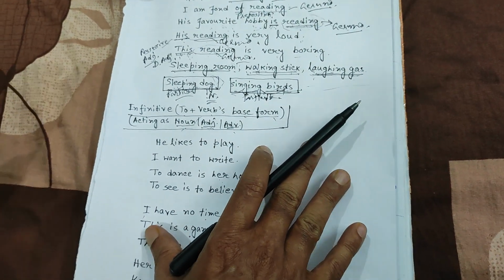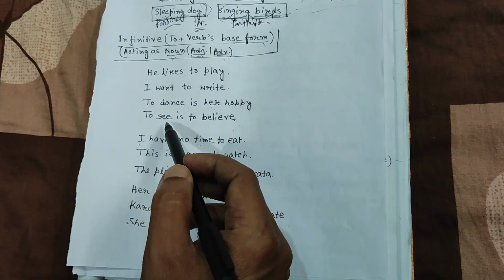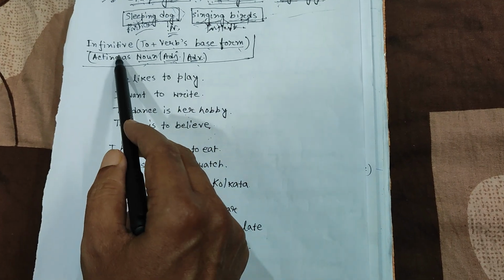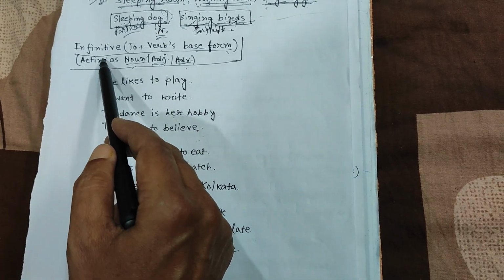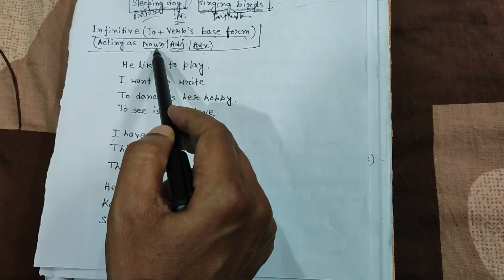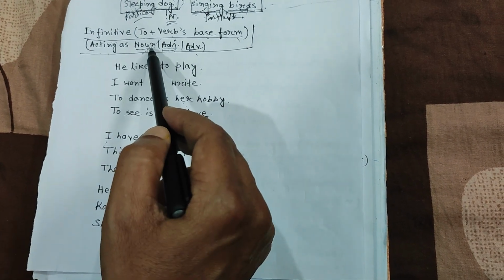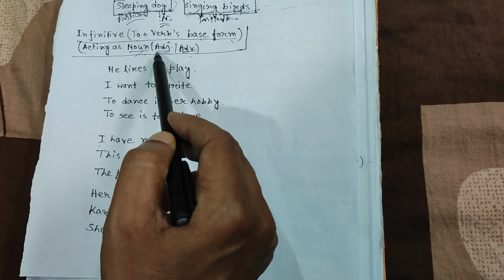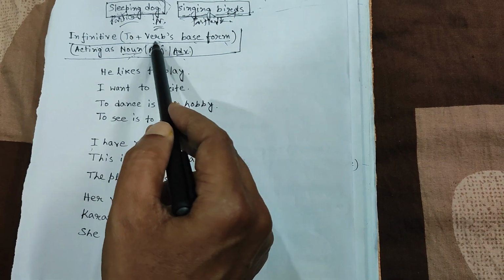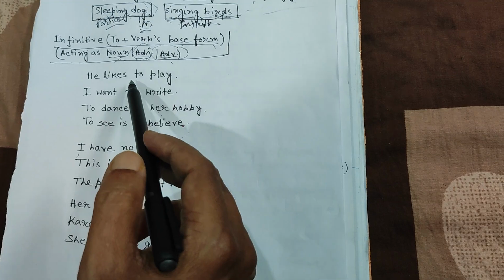Now let us go to infinitive. Regarding infinitive, I told you in my last class about the act of infinitive as a noun. Here I will tell you the role of infinitive not only as a noun but also as adjective, but also as adverb. Now let us proceed.